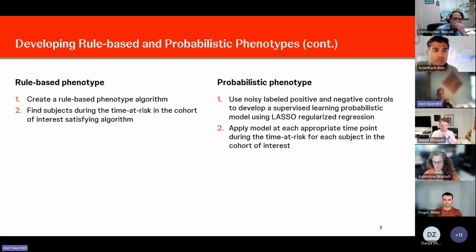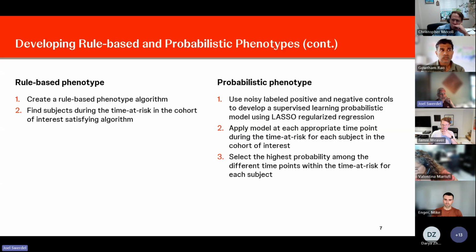Once we have the model, we then apply the model at appropriate time points for each time at risk for each subject in the cohort of interest. In this case, what I was testing here was a bunch of times at risk for a drug exposure. For instance, we might use an ACE inhibitor, captopril, and pull out all the subjects during their time at risk while on captopril. So we have a bunch of subjects, we have a bunch of time that they're on captopril, and then we search for possible instances of angioedema during that time at risk for each subject.